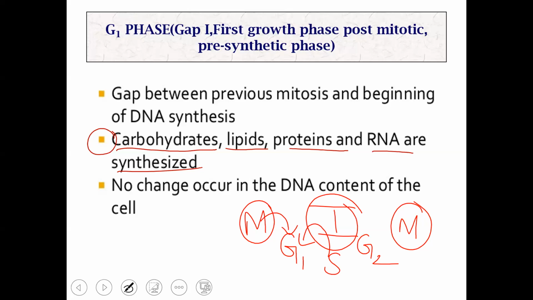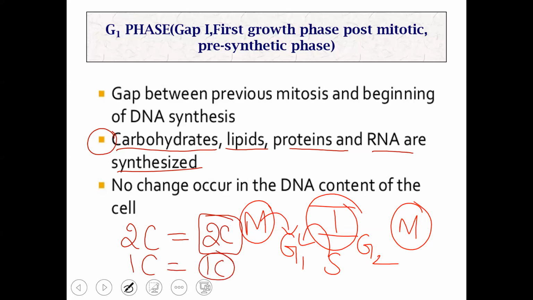So there is no change which occurs in DNA content of a cell. If the DNA content is diploid, then even at the end of G1 phase, the cell will be diploid itself. If it is haploid, if it is 1C, the content of the DNA, then it will be 1C itself. So it depends.